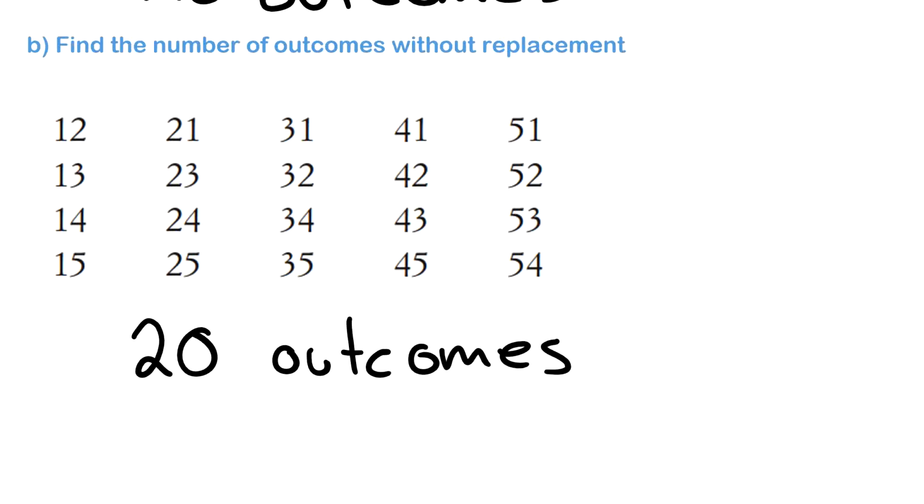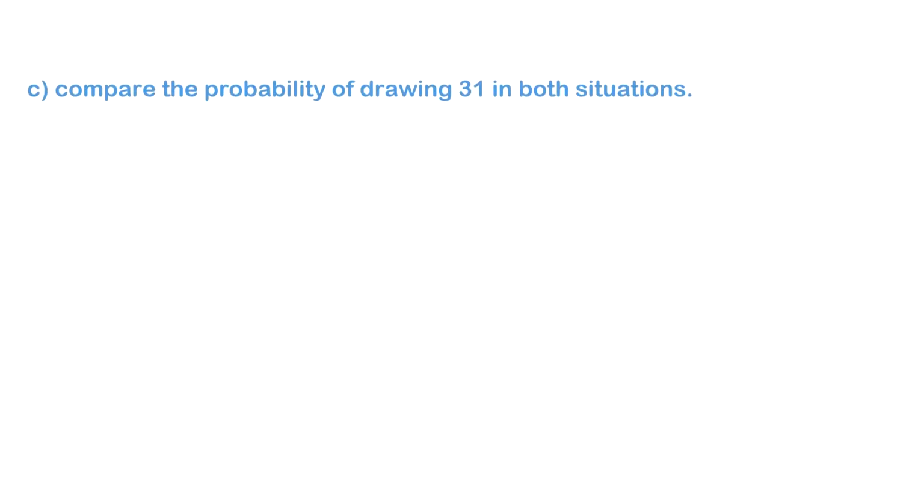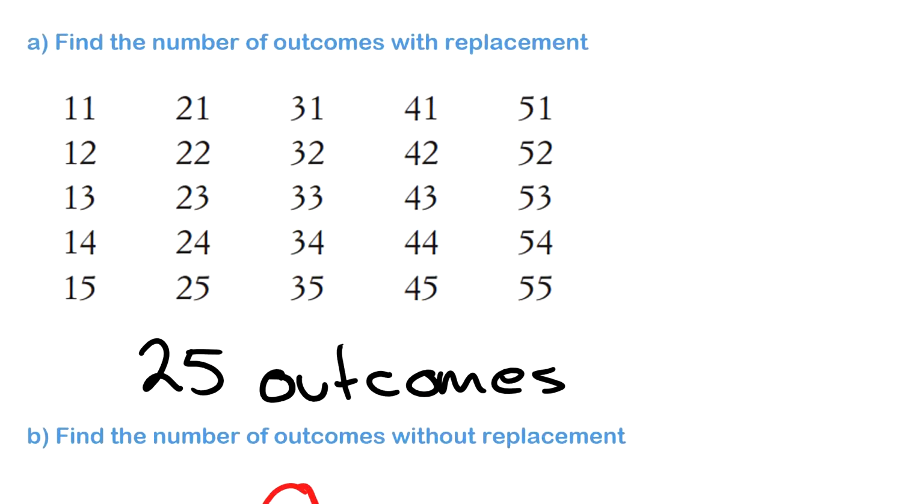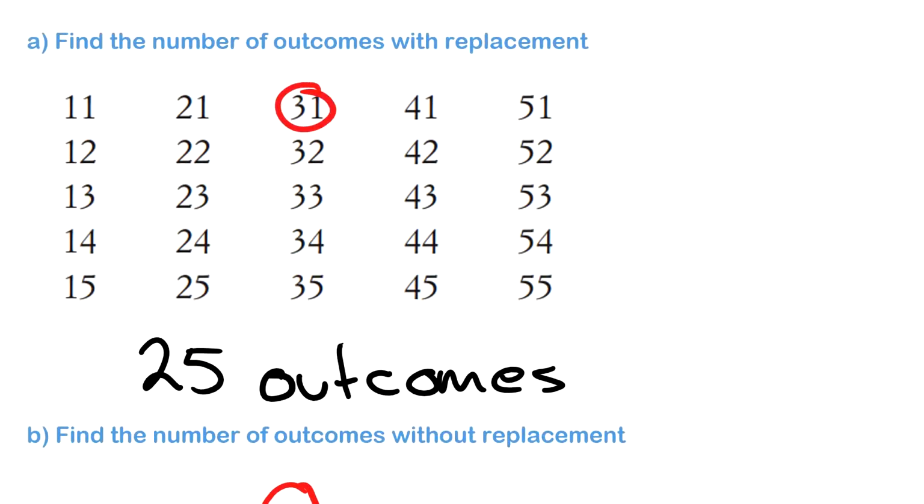It's important to read the question carefully to see if it's with or without replacement. And we're going to look at how this affects the probability. We're going to compare the probability of drawing 31 in both situations. If I go back up here, there's my 31, so we only have 1. Remember, the probability is the frequency of what you're looking at, so in our case, the frequency of 31 divided by the total outcomes. For this one, it's going to be 1 over 20. Now if I go up here to look at with replacement, again, same thing, there's only one 31, but that's going to be 1 over 25.